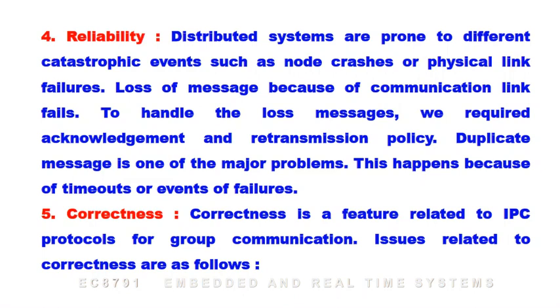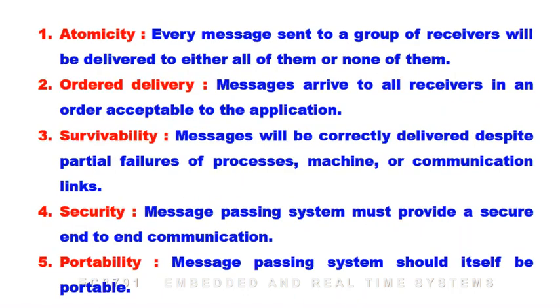Fifth one, correctness. Correctness is a feature related to IPC protocol. For group communication, the features related to correctness are as follows. Atomicity: every message sent to a group of receivers will be delivered to either all of them or none of them. Ordered delivery: messages arrive to all receivers in an order acceptable to the application. Survivability: messages will be correctly delivered despite partial failures of process, machine or communication links.